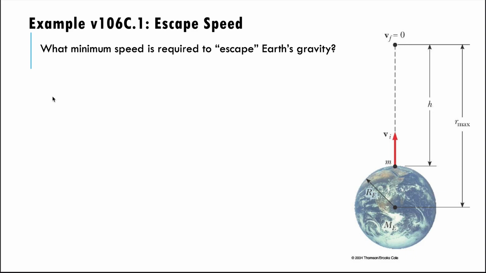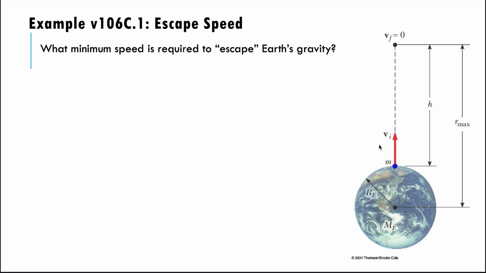Let's look at an example from video 106C on energy and satellite motion. This example is called escape speed, and it says, what minimum speed is required to escape Earth's gravity? So this is kind of a theoretical question, right? How fast would this object here that's on the surface of the Earth have to be launched in order that it can go so high, so far, that it is not under the influence of Earth's gravity anymore, so that the gravitational force between the object and Earth is now zero.